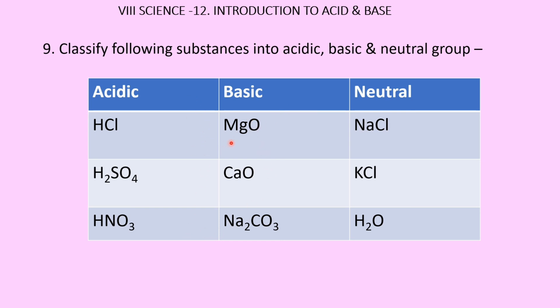Basic now, MgO, magnesium oxide, CaO, calcium oxide, Na2CO3, washing soda, children, the one which we are using for washing clothes. These are basic in nature. These ones are metal oxides, and metal oxides are basic in nature. Neutral ones, sodium chloride. This is our normal table salt, common salt which we use in our kitchen. Potassium chloride, KCl, H2O is water.